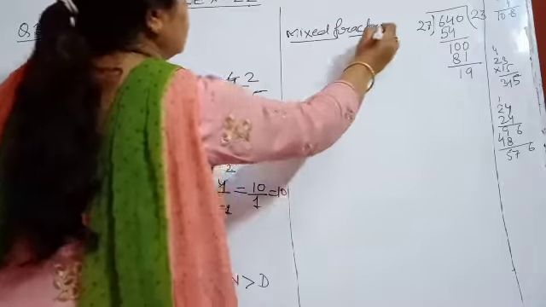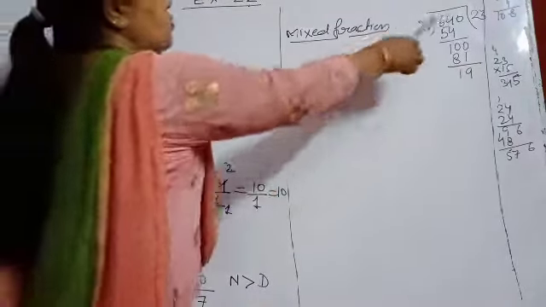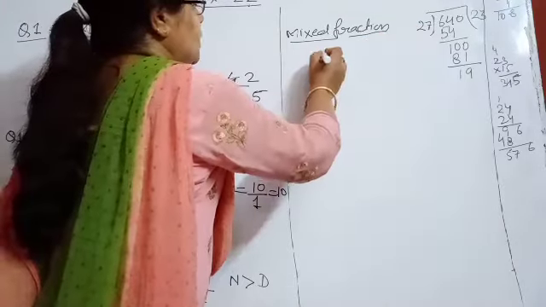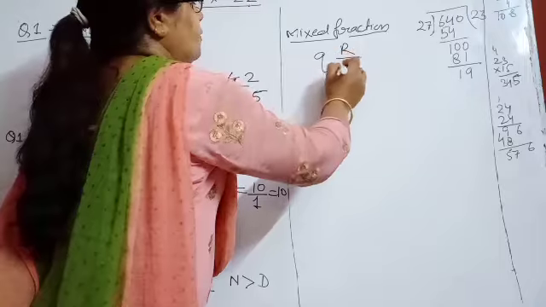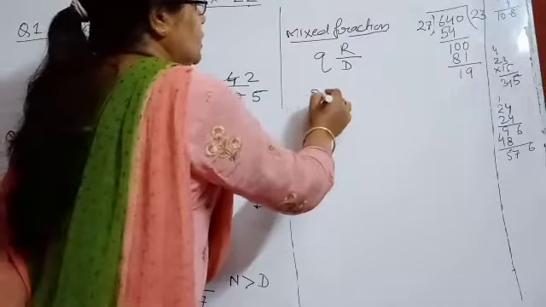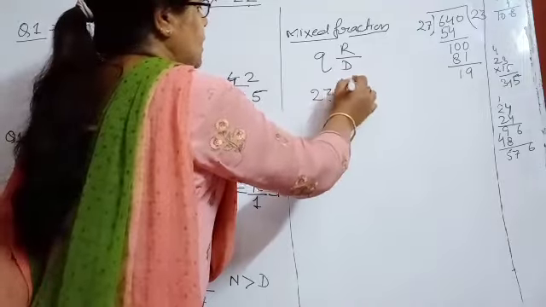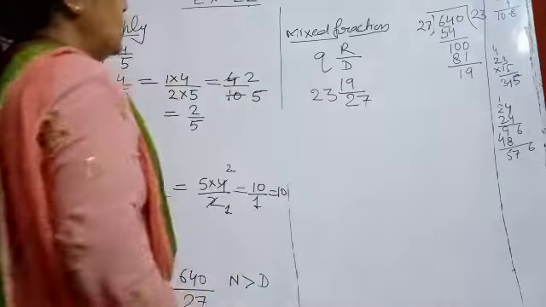Some children are doing it in the smaller numerator case also. No. Now just see, it will be the quotient. What comes as quotient, then remainder divided by divisor. So what is the quotient? 23. Remainder is 19 and divisor is 27. So this will be your answer.